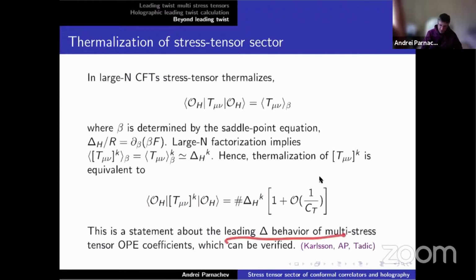So this is a statement about the leading delta behavior of multi-stress tensor OPE coefficients. You can check it. And indeed, it works. It works in holographic theories, but that's not surprising. Even if you add some high derivative terms, it works. Not necessarily for leading twist operators. This is not surprising. But it also works for free field theories, for example, for the kind of theories that Bo was talking about. So it would work there as well. So then we conclude that the multi-stress tensors do thermalize in large N CFTs, which is not necessarily true for generic operators.